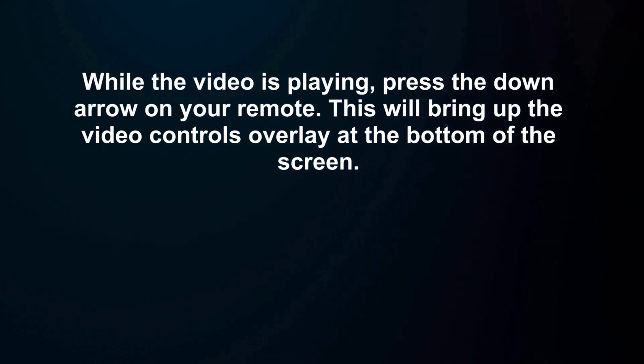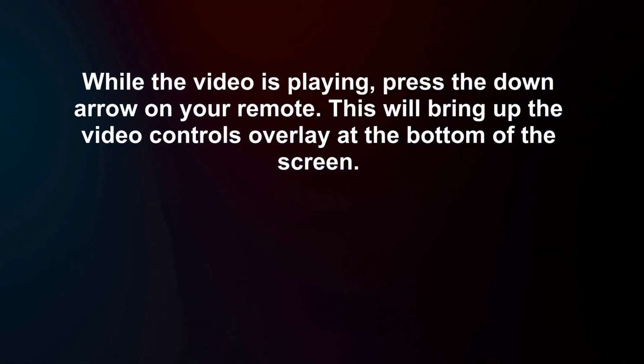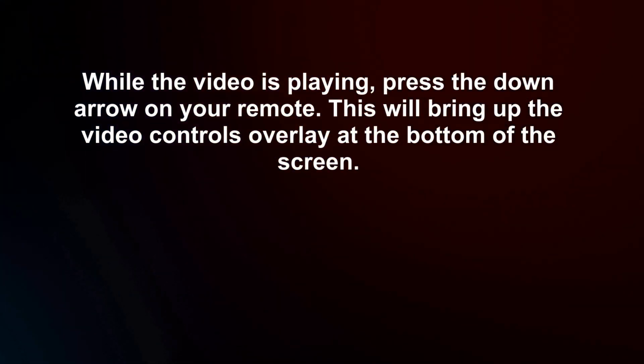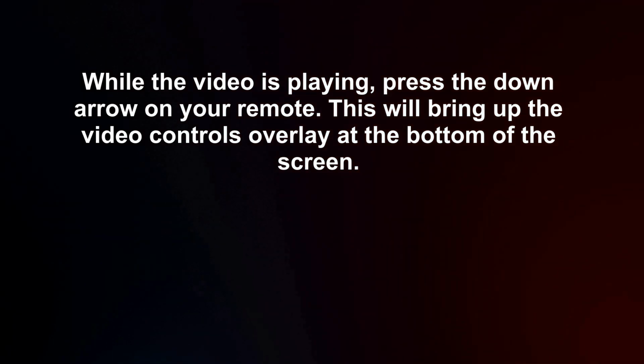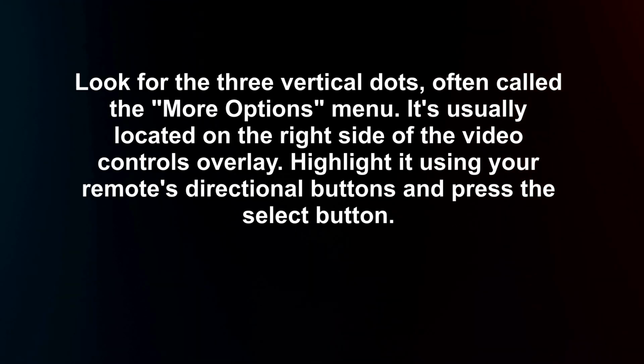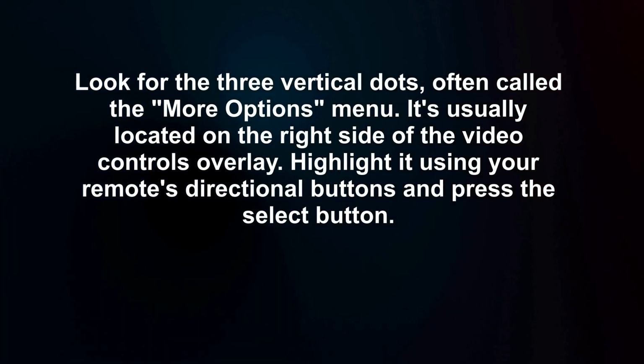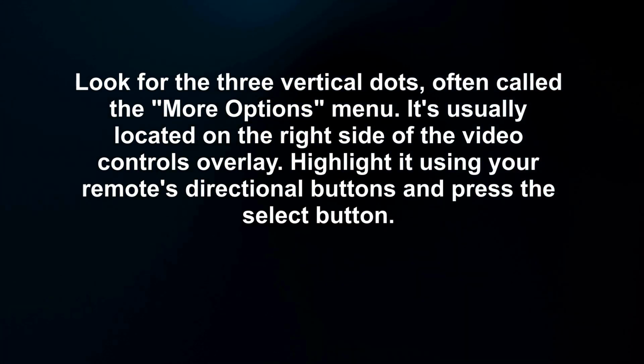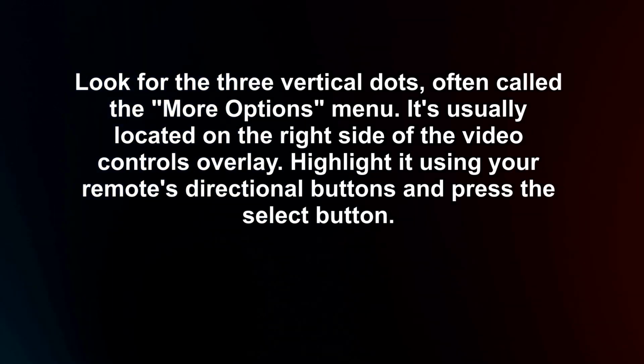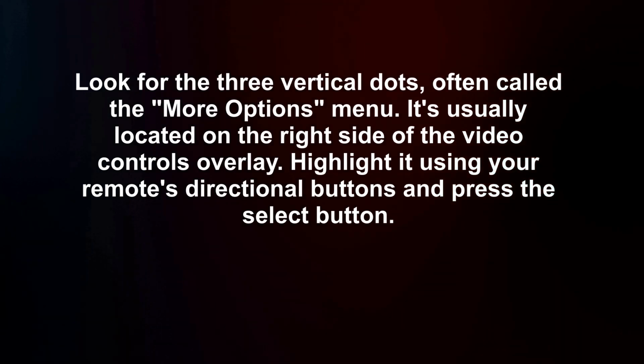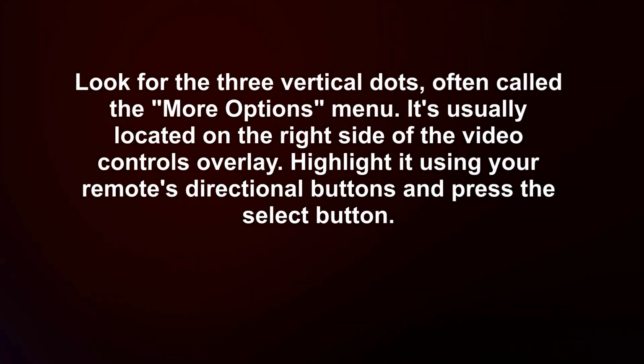While the video is playing, press the down arrow on your remote. This will bring up the video controls overlay at the bottom of the screen. Look for the 3 vertical dots, often called the More Options menu. It's usually located on the right side of the video controls overlay. Highlight it using your remote's directional buttons and press the Select button.